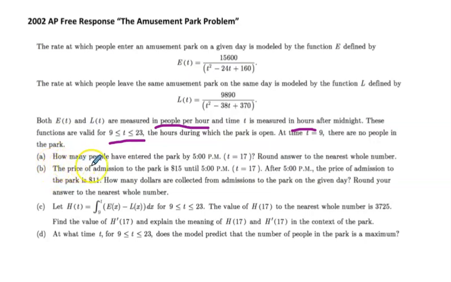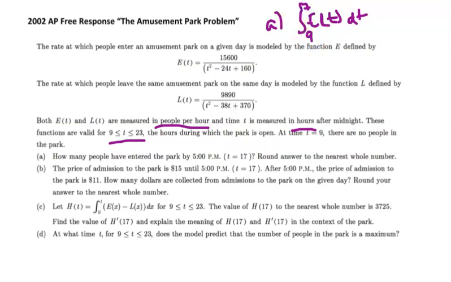So it says, how many people have entered the park by 5 p.m., which is t equals 17? Round your answer to the nearest whole number. Well, the number of people who have entered is going to be the integral of your E of t equation on the interval from 9, which is when the park opens, to 17.